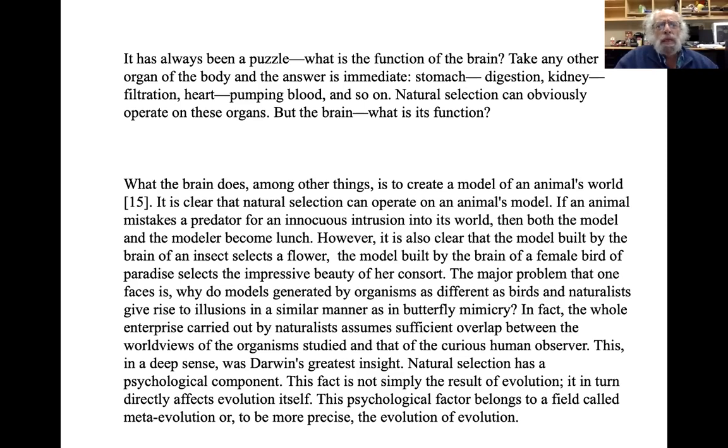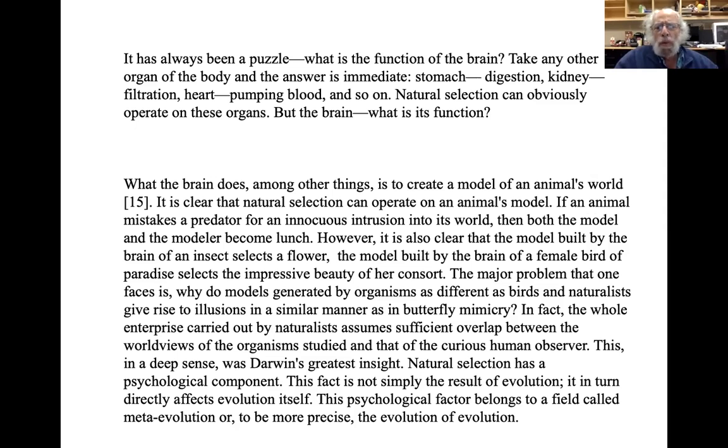What the brain does, among other things, is to create a model of an animal's world. It is clear that natural selection can operate on an animal's model. If an animal mistakes a predator for an innocuous intrusion into its world, then both the model and the modeler become lunch. However, it is also clear that the model built by the brain of an insect selects a flower. The model built by the brain of a female bird of paradise selects the impressive beauty of her consort.